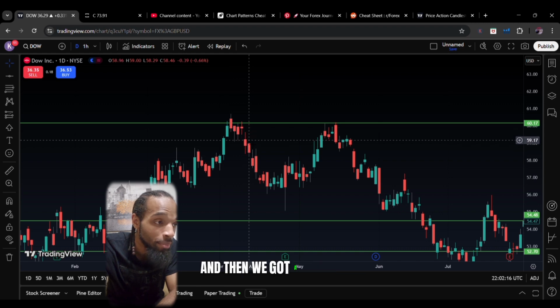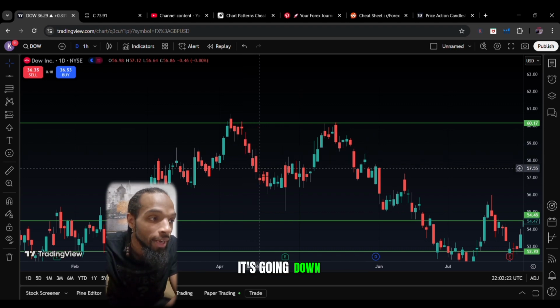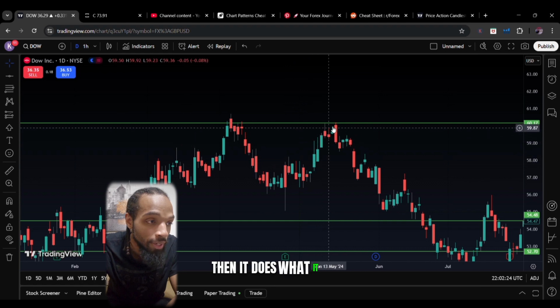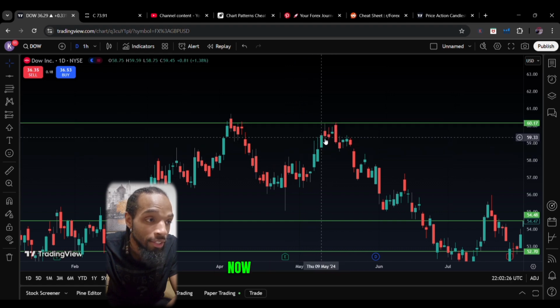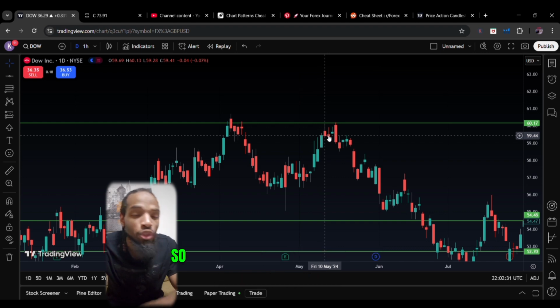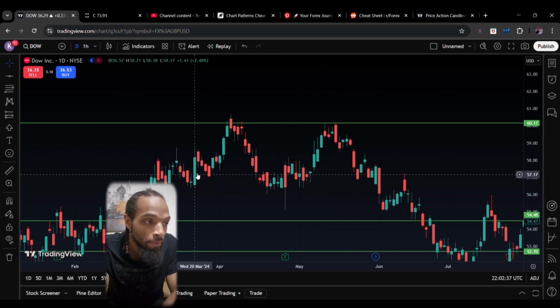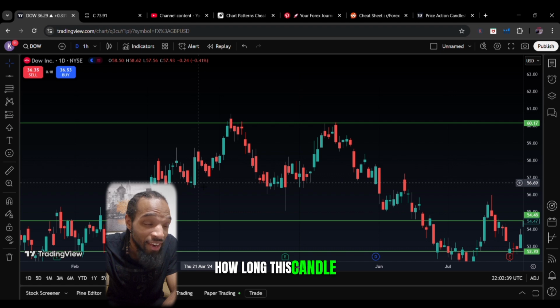And then we got a price drop. Boom. And it locked down right here. Oh, it's going down. Then it does what it does. Then it came back again. Now check this out. As it's going up, the candles are now starting to get small. So what I want you guys to understand about thick and small candles, how long this candle is.